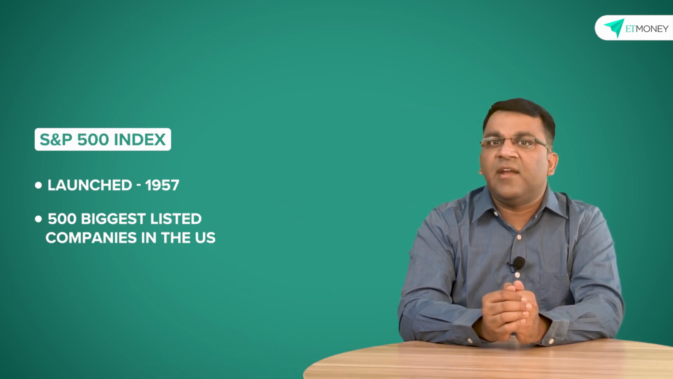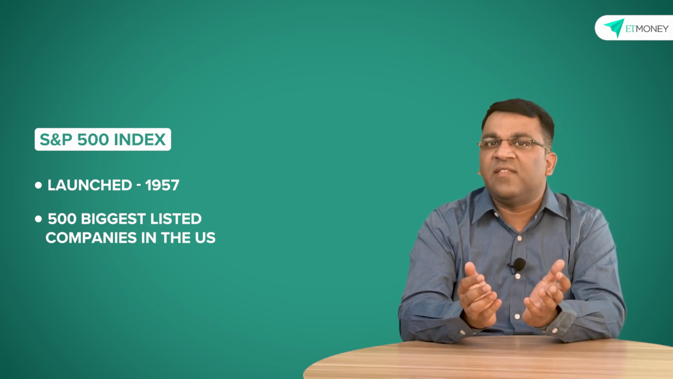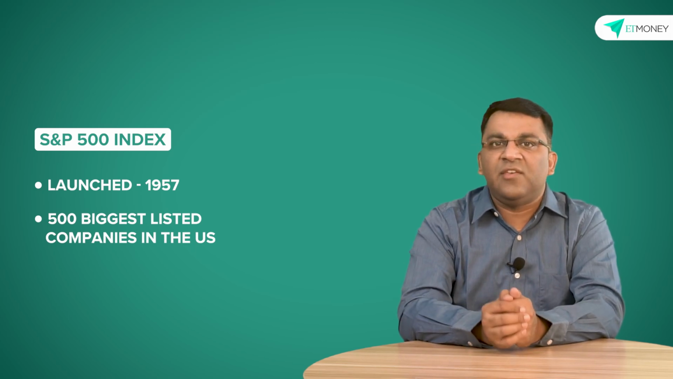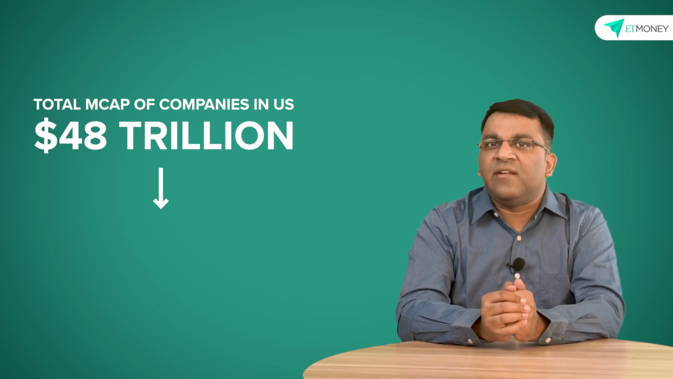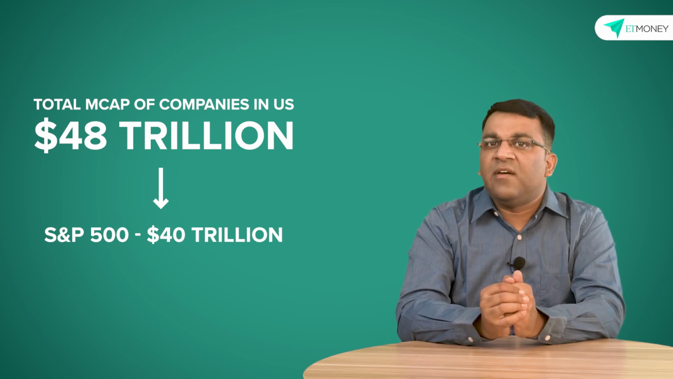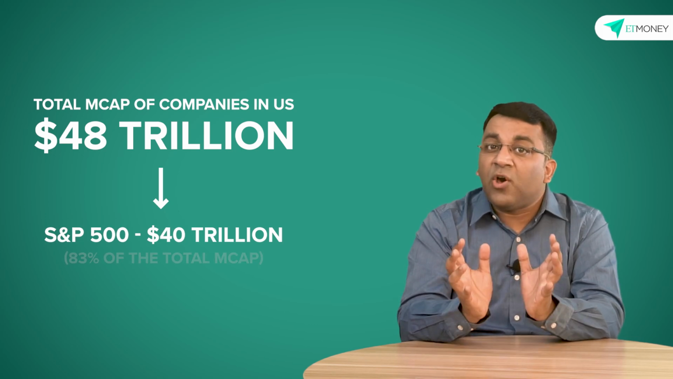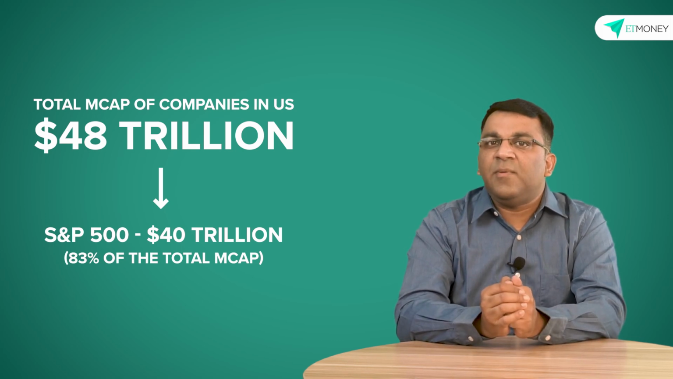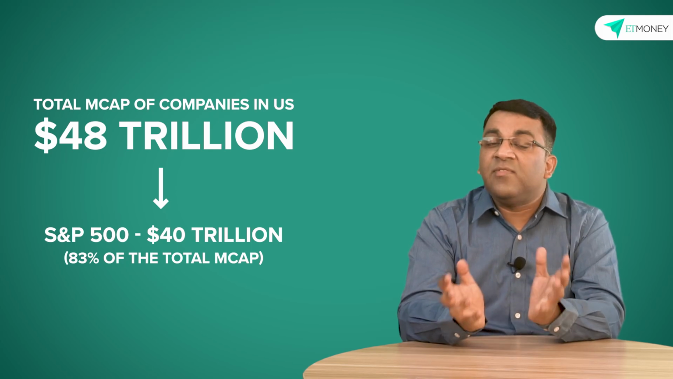The S&P 500 index was launched in 1957, making it one of the oldest indices in operation within the United States. As the name suggests, this index comprises stocks of 500 of the biggest stock exchange listed companies in the US. To put big in numbers, the total market capitalization of all companies in the US is about $48 trillion. Of these 48 trillion, the companies in the S&P 500 represent about $40 trillion or 83% of the country's total market capitalization.